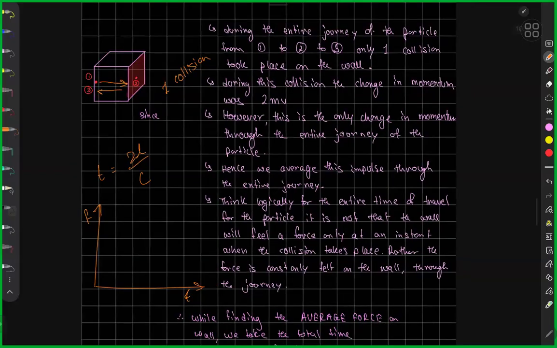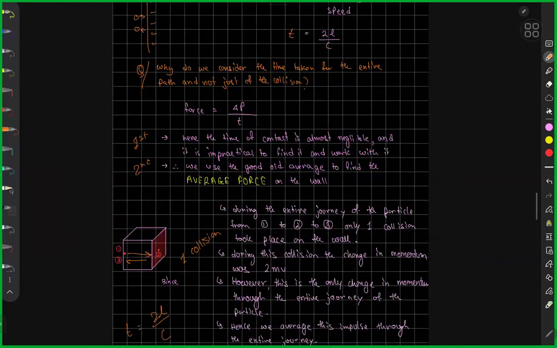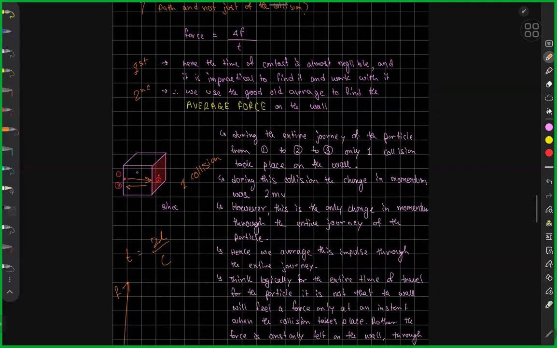So we take the change in momentum and say this change in momentum is happening throughout the journey of the particle. And the reason it makes sense is the force is the same throughout the journey. It is not that if it takes 2 seconds for the particle to go from 1 to 2 and 2 seconds to go from 2 to 3, during those 2 seconds there's zero force, and right at the middle after 2 seconds there's instantaneously a spike in force. That is not what happens.